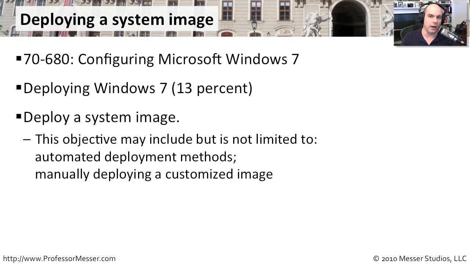This comes from our requirements of the 7680 exam in that second section where we needed to deploy Windows 7. And the option here is we need to understand the automated deployment methods and how you might manually also deploy an image that you've already customized.